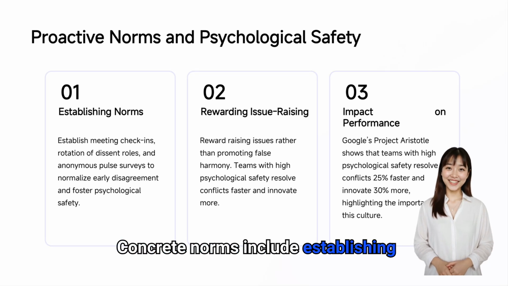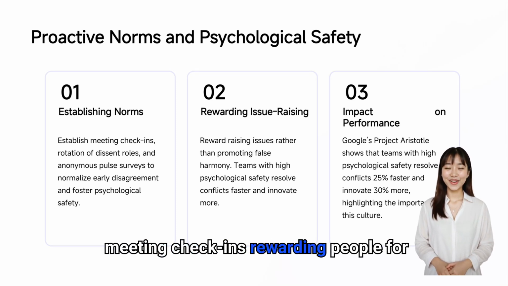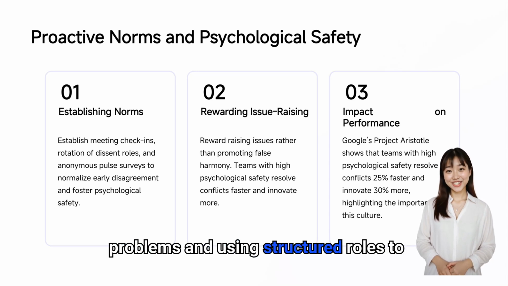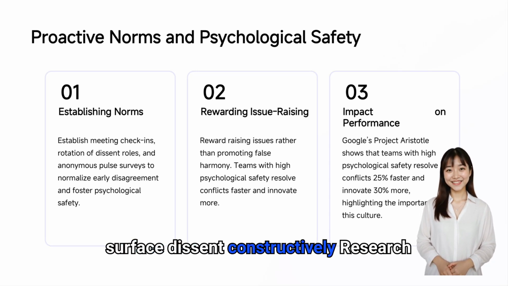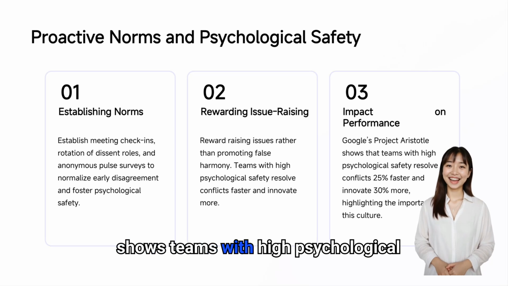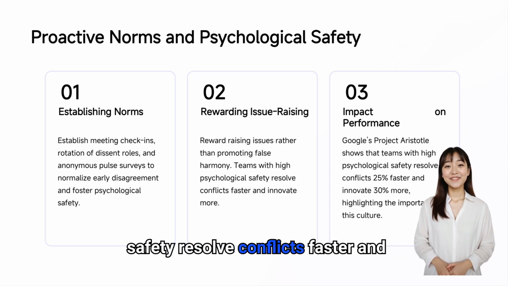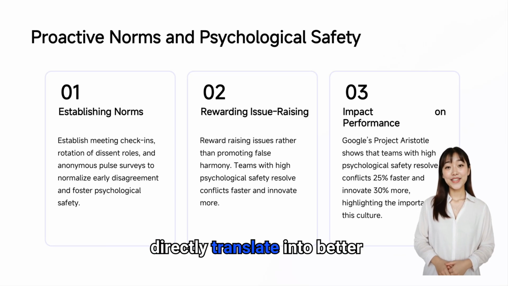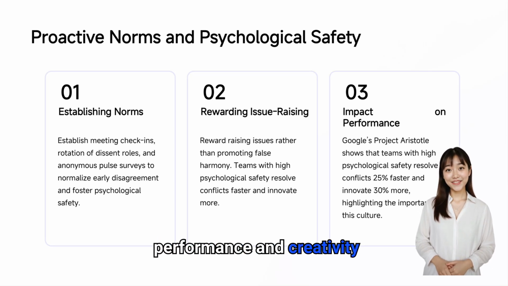Concrete norms include establishing meeting check-ins, rewarding people for raising issues rather than masking problems, and using structured roles to surface dissent constructively. Research shows teams with high psychological safety resolve conflicts faster and innovate more, so these proactive steps directly translate into better performance and creativity.